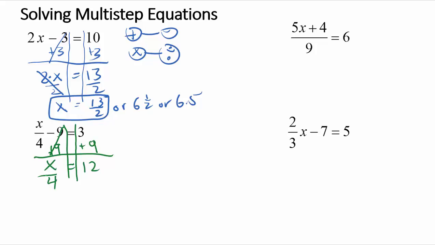I've got x over 4, and again, x over 4 can also be read as x divided by 4, is equal to 12. And we know that division can go to multiplication as the opposite operation. So to move that 4 now, we're going to have to multiply by 4 on both sides. So this will cancel out my 4's here, and I'm left with x is equal to 12 times 4 is 48.